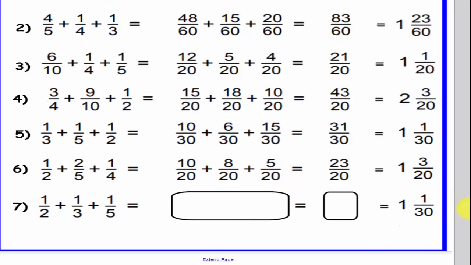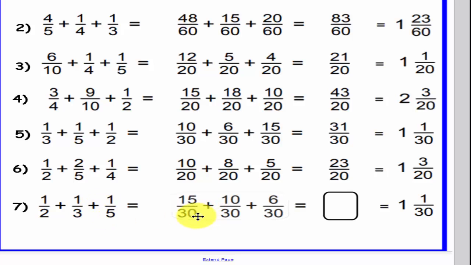And let's look at the last one. 1/2 plus 1/3 plus 1/5. Right? Your common denominator is 30. And you already know you divide 2 into 30 and it goes 15 times, and 3 into 30, right? It goes 10 times, and 5 goes into 30 6 times. So add up your numerators, and you end up with 31 over 30 for your improper fraction, and divide that into there, and you have 1 and 1/30.